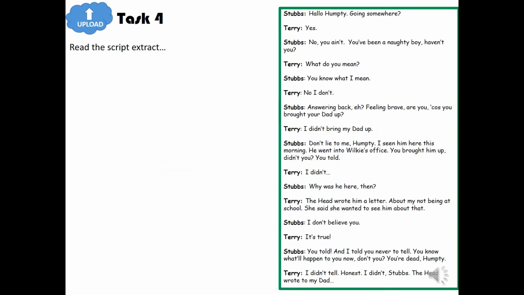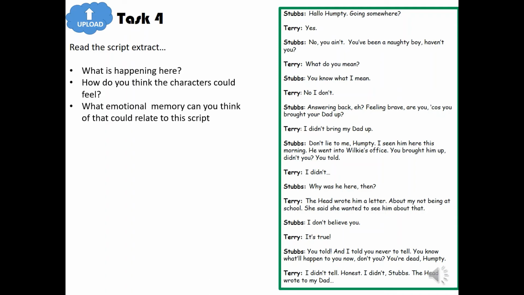So task 4, read the script extract. So here you have Stubbs and you've got Terry. As you're reading the extract, think of these questions. What is happening in this situation? And how do you think these characters will feel? What are the emotions? So maybe as you're reading the script, what emotions are running through your head as you're reading it? Think about it that way. So what emotional memory can you think of that could relate to this script? So for instance, have you watched a film that's got this issue in, or have you heard of a certain issue that's got this situation in?